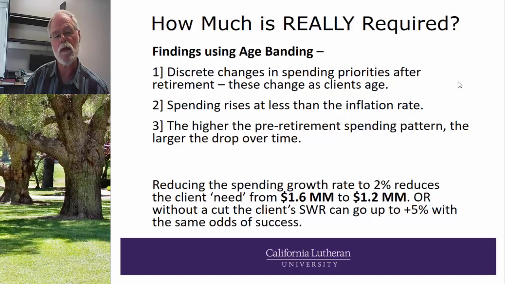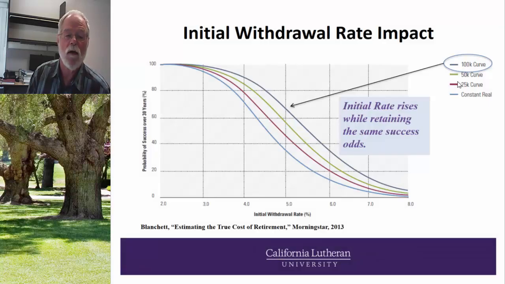So, by reducing the spending growth rate from 4% in the earlier equation that we used to just 2%, it reduces the client's needs, the amount of money they have to have at retirement, from $1.6 million down to $1.2 million, a fairly dramatic drop of 25%. Or without a cut in the amount that the client saves, the safe withdrawal rate can easily go up to 5% without a reduction in the failure rate.